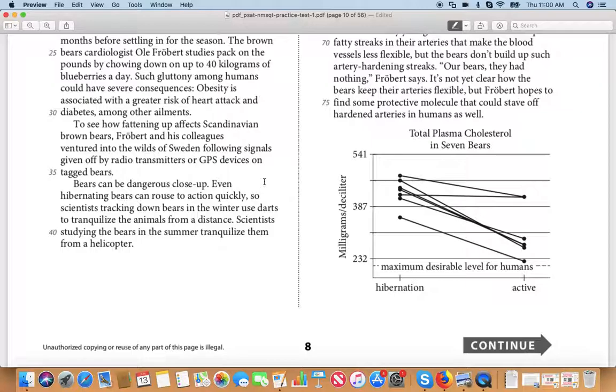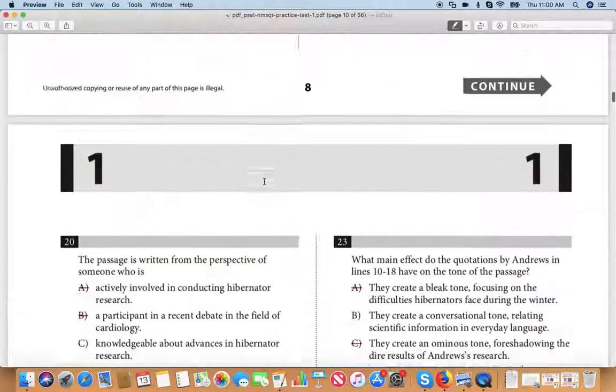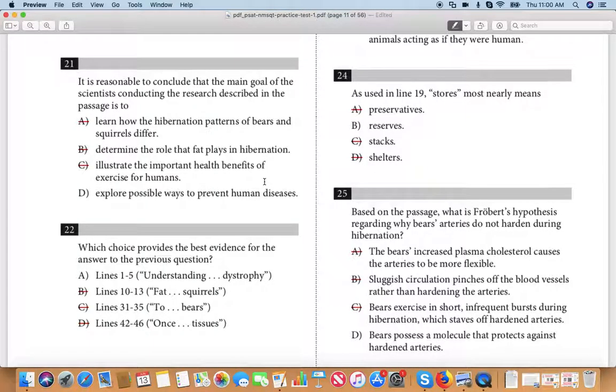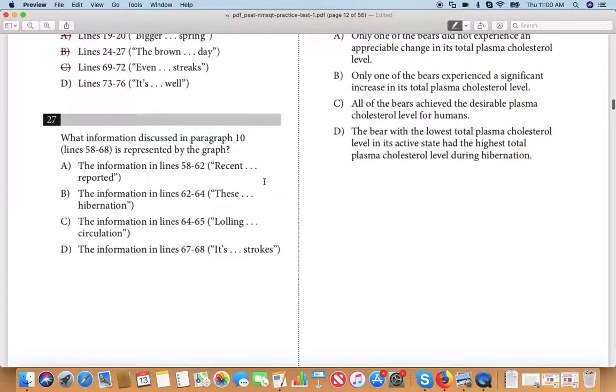And then any trends or conclusions. Now we can look at the data. Any trends or conclusions that we see here? Most of the bears are going downwards. Almost all of them, except for one. Except for one, right, that stayed consistent. Interesting. Okay, well, good. Now let's test the lines. So we've got to see which information discussed in that paragraph is represented in the graph.